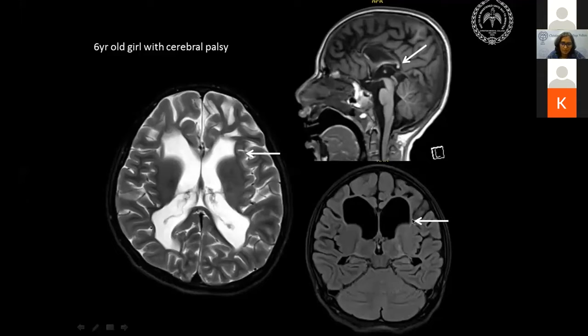So this can occur when the baby is very preterm, that is born even before 28 weeks, when the brain actually cannot elicit a gliotic response to the periventricular leukomalacia.